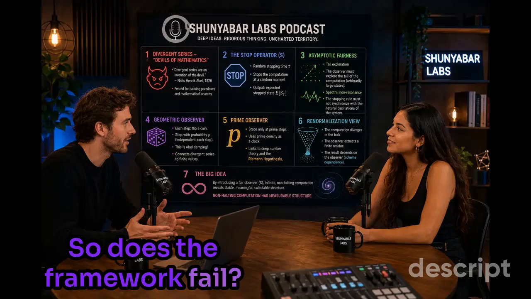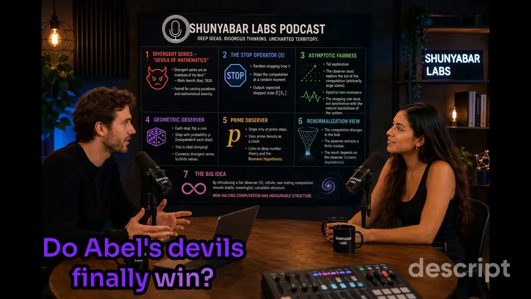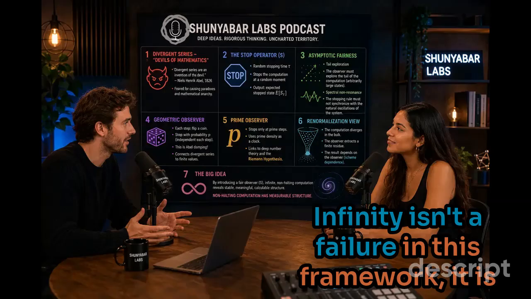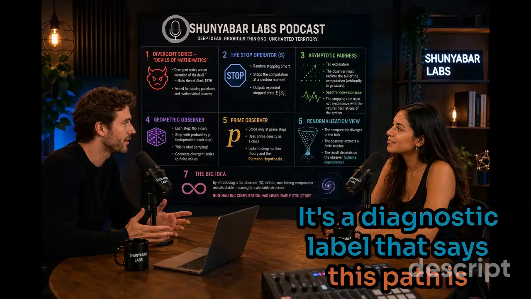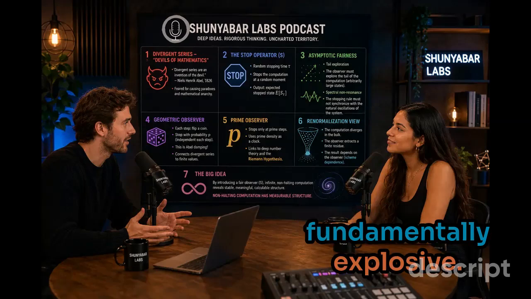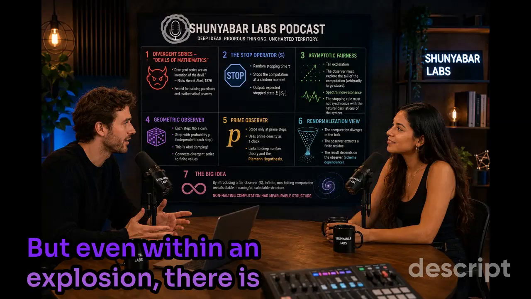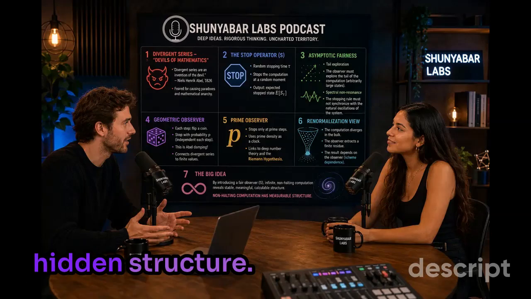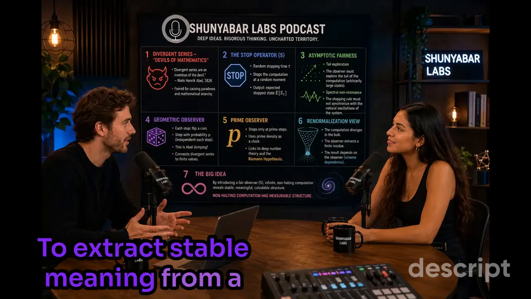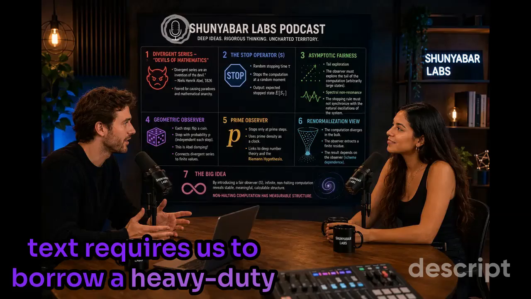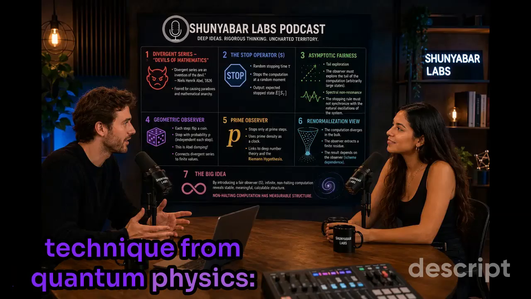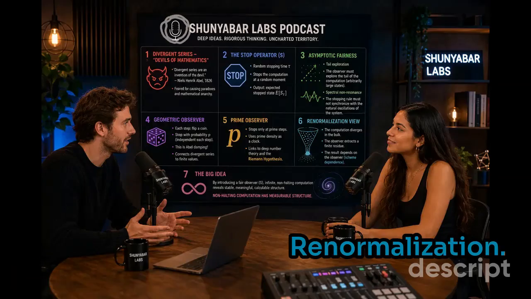So does the framework fail? Do Abel's devils finally win? Not at all. Infinity isn't a failure in this framework. It is a mathematical signature. It's a diagnostic label that says this path is fundamentally explosive. But even within an explosion, there is hidden structure. To extract stable meaning from a process that is blowing up, the text requires us to borrow a heavy-duty technique from quantum physics, renormalization.